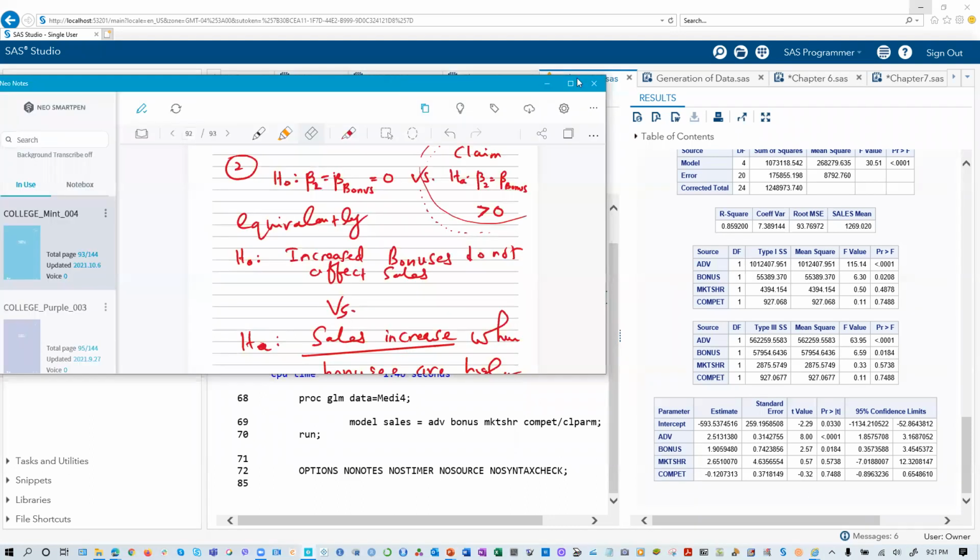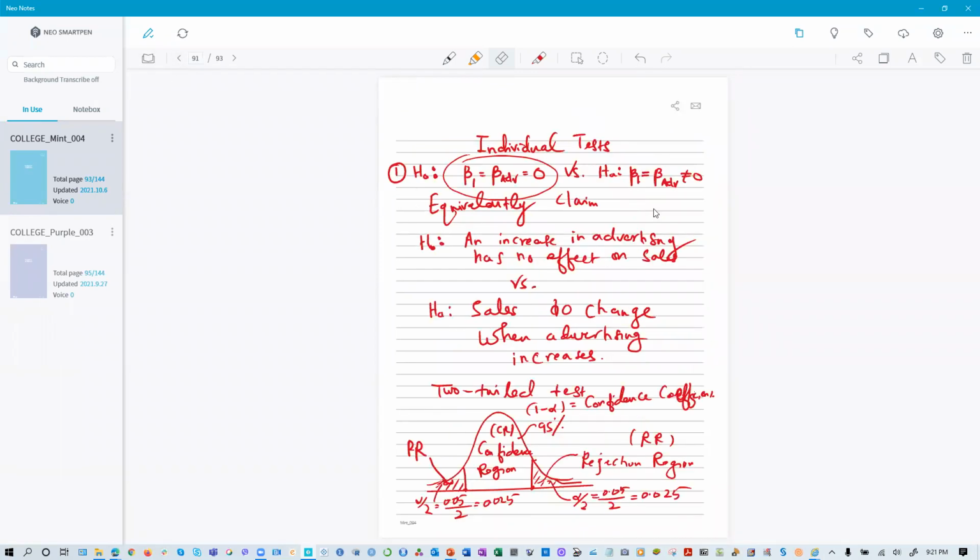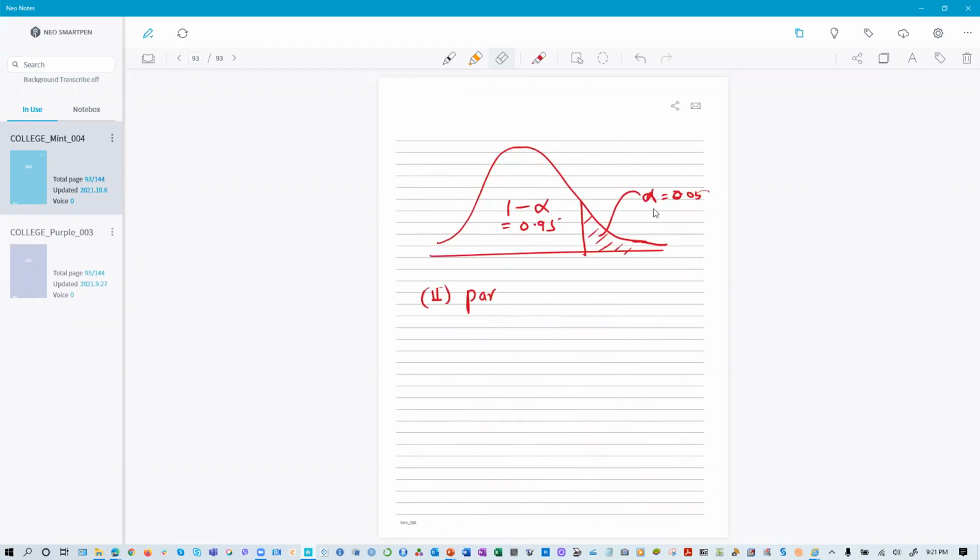So this is what we are trying to do. This is called the partial test. Earlier we had an individual test. Those are individual tests. Now I'm talking about the partial test. I'm going to set up beta market share, or if you want, you can say beta 3 for that one. Beta 3, market share, equals 0, and competition, beta 4, equals 0. None of these contribute.